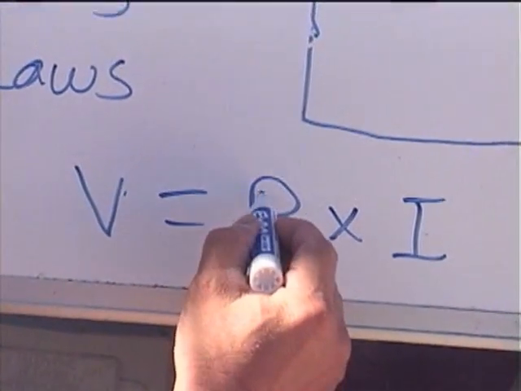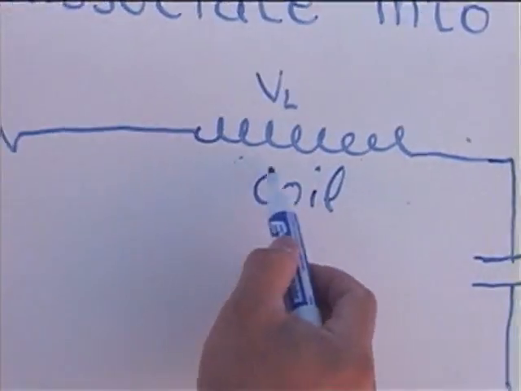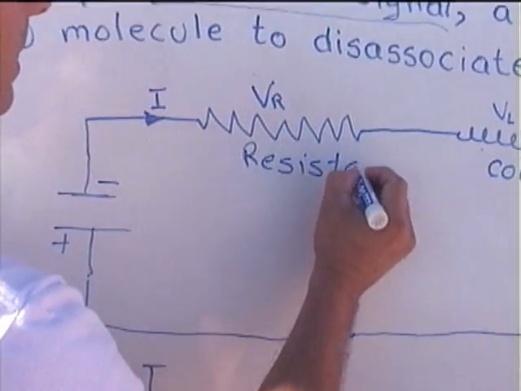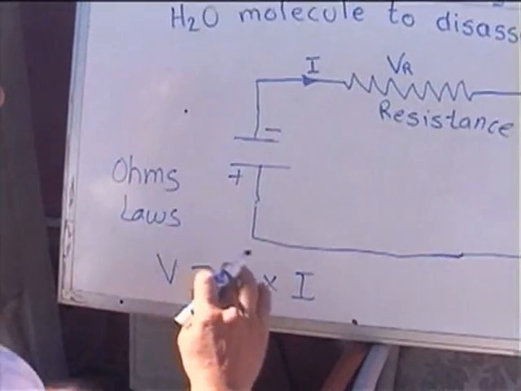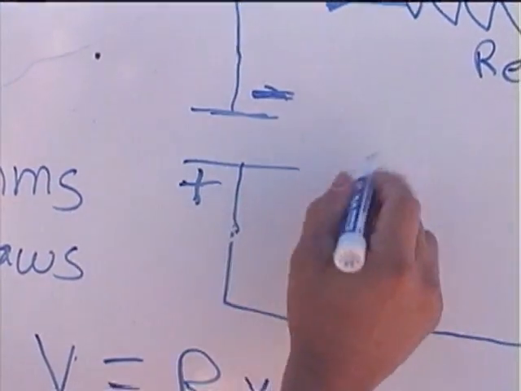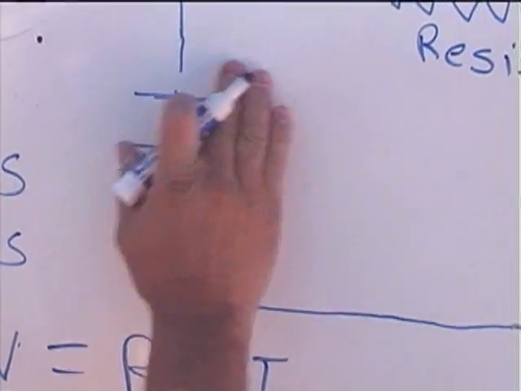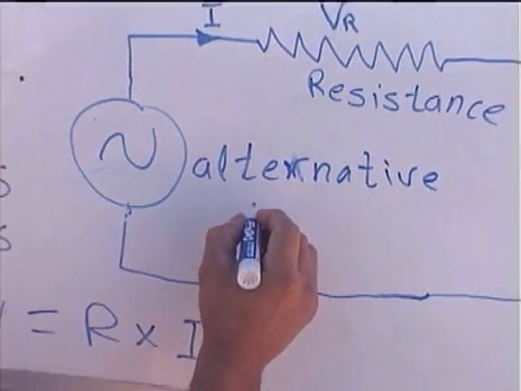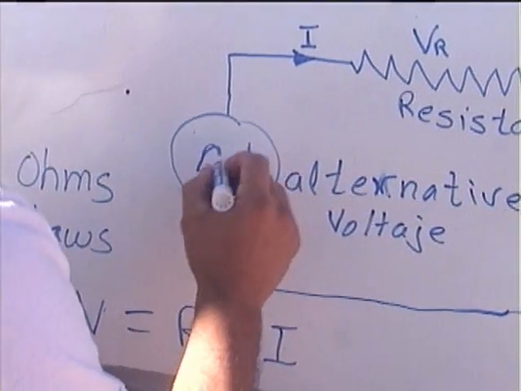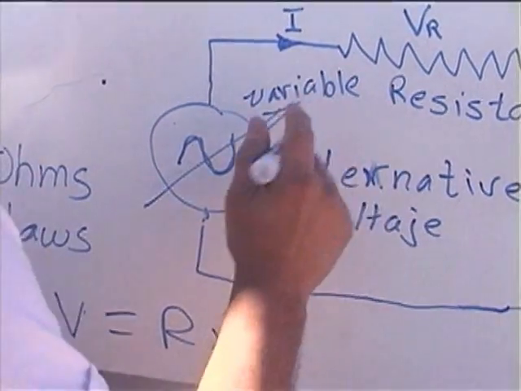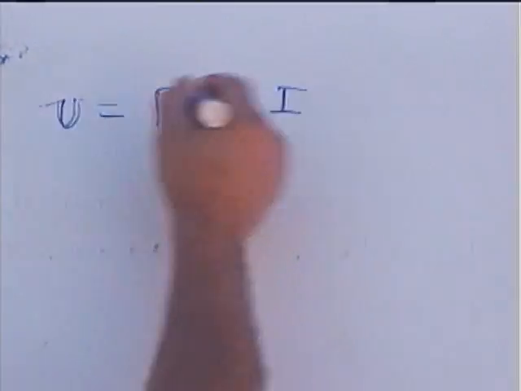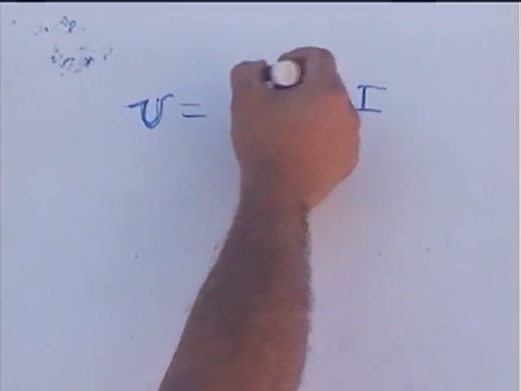Voltage is equal to resistance times current. This is a coil, this is a capacitor, and this is a distance. For this particular circuit, we don't use a battery or direct current. We need to use alternating current, and this voltage is variable. But this is when we have only resistance.